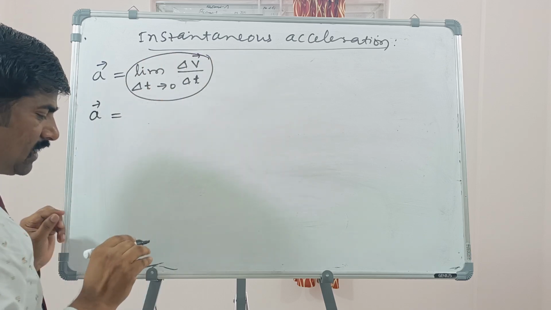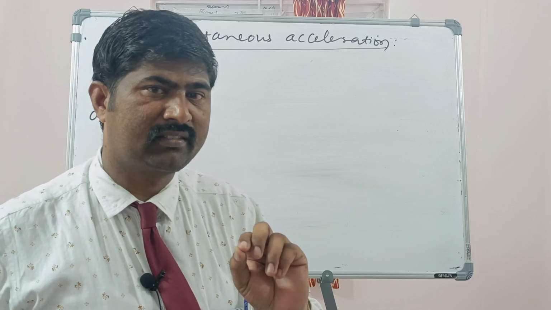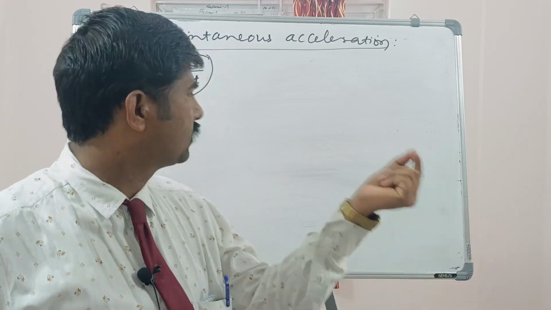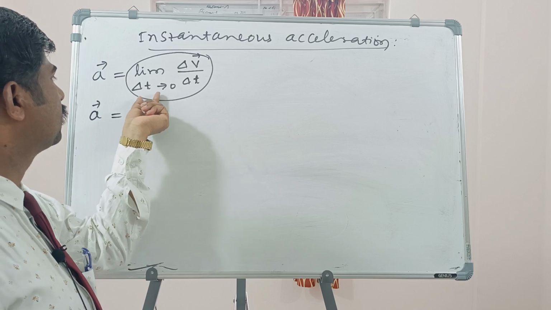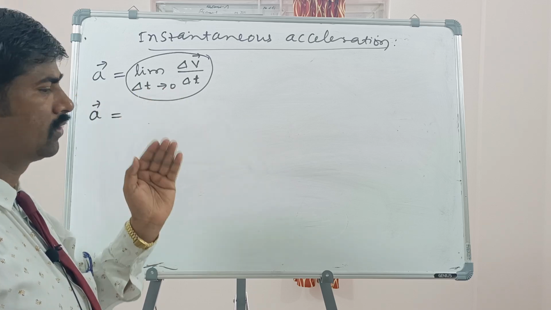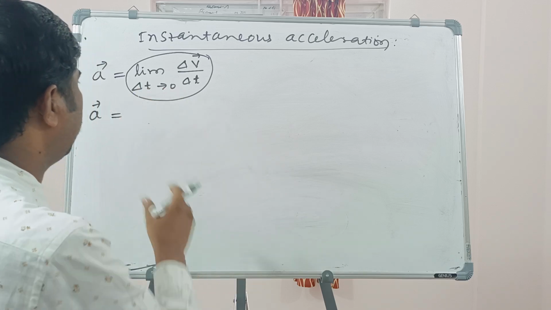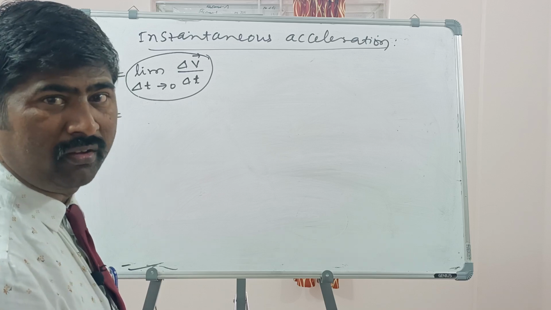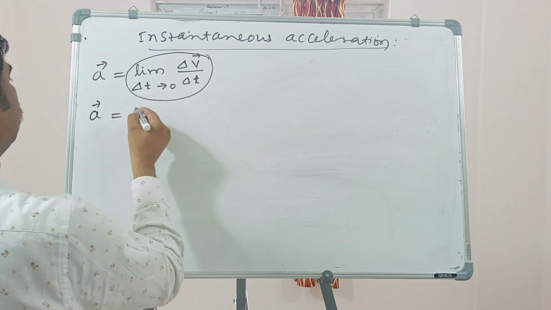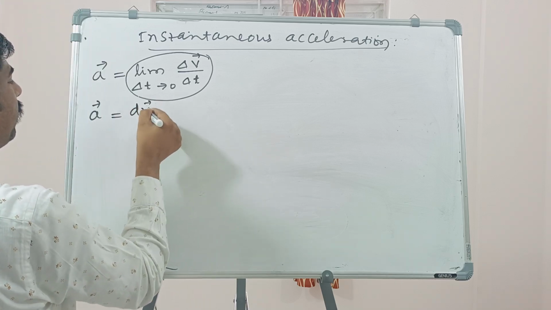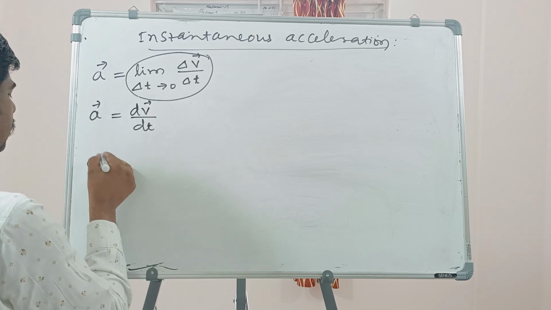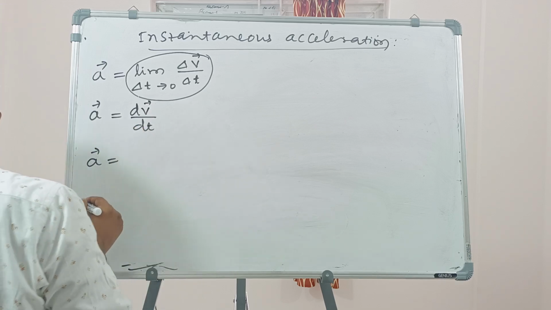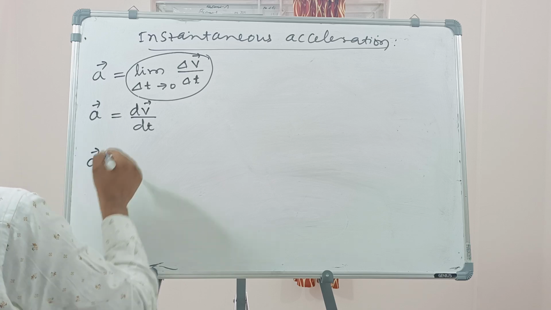so average acceleration changes to instantaneous acceleration when delta t tends to 0. That means when your time value becomes almost tending to 0, a very small interval of time, then the average value is considered to be the instantaneous acceleration. So we can write this as dv by dt. This is instantaneous acceleration, and I can write this velocity along the x-axis and y-axis.